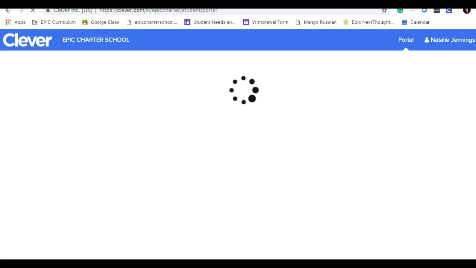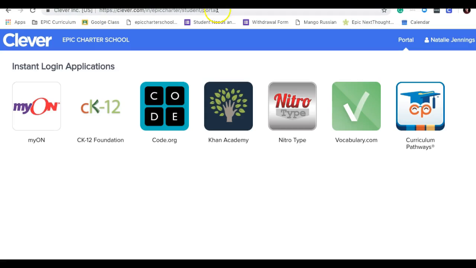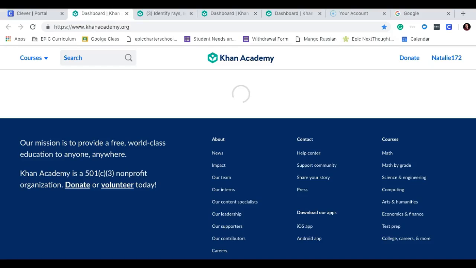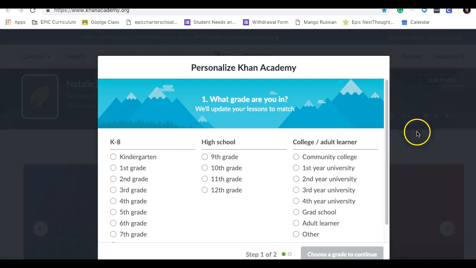Okay, so this is Clever. All I did was I went to Clever, and with Clever, it's just the standard normal login. We'll click on Khan Academy. And this takes her through.